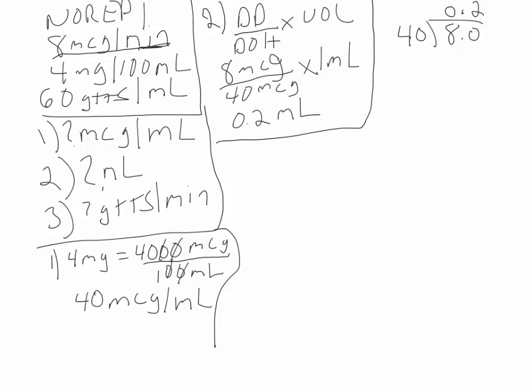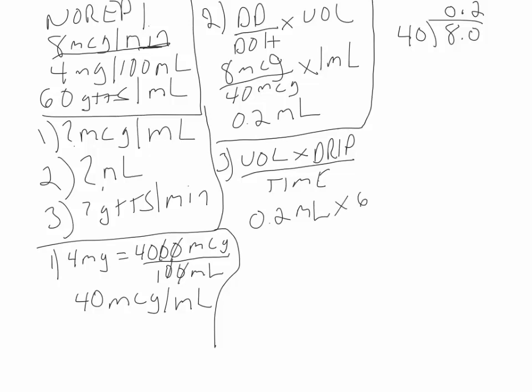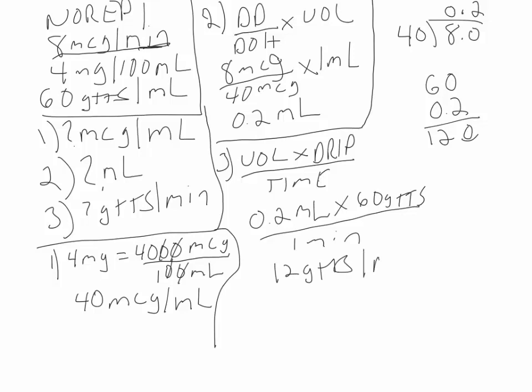In order to get our drops per minute now, we're going to use our volume times drip set divided by time. So now we know our volume is 0.2 milliliters, our drip set is 60 drops, and our time is 1 minute. So 60 times 0.2: 2 times 0 is 0, 2 times 6 is 12. We have 1 decimal point. So this gives us 12 drops per minute.